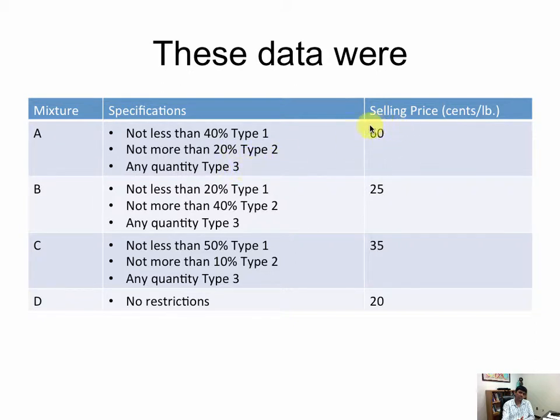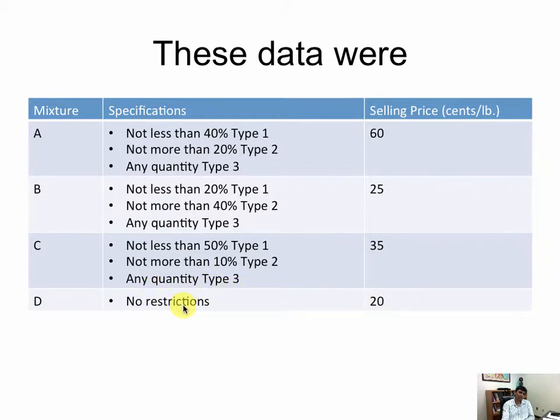The selling price is so many cents per pound. Similarly, for mixture B, you have the information that you see on the screen here: no less than 20% type 1, no more than 40% type 2, and any quantity of type 3, and the selling price is 25 cents per pound. Mixture C is no less than 50% type 1, no more than 10% type 2, any quantity of type 3, selling price 35 cents per pound.